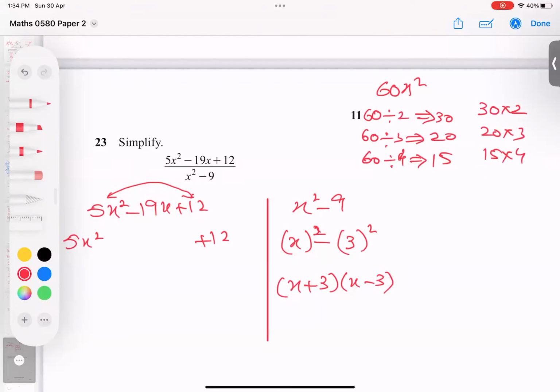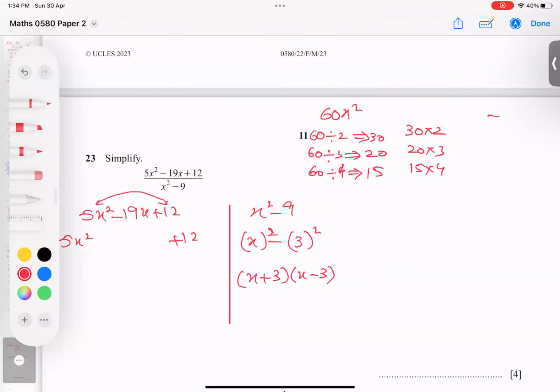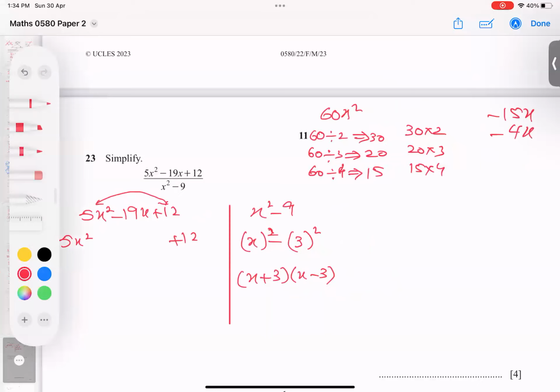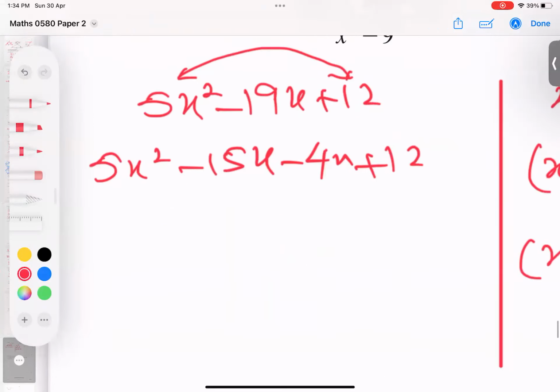And I think I can stop here because if you add, my answers match. So it's minus 15x and minus 4x. I can continue even, but I stop because I'm getting the required answer, negative 19x. And these two values, I'm copying in any order, negative 15x before, negative 4x later.